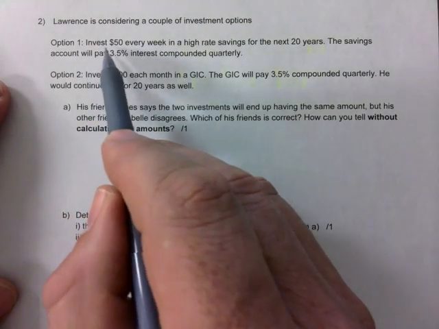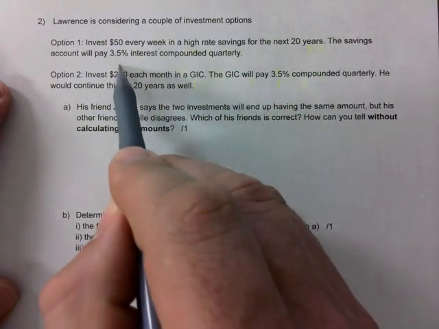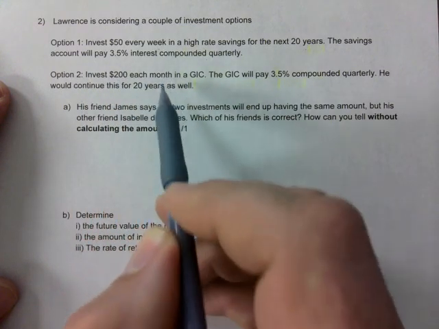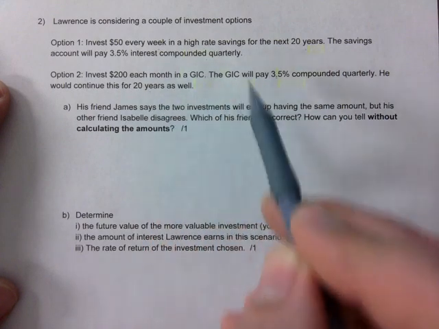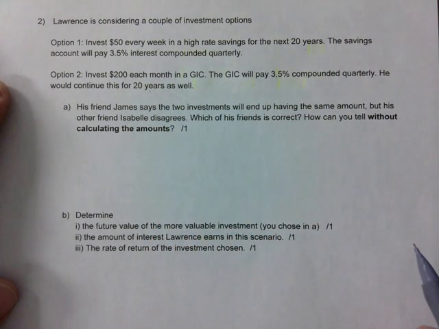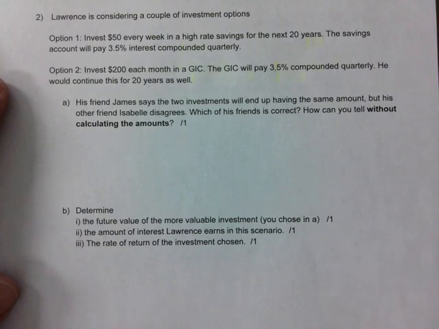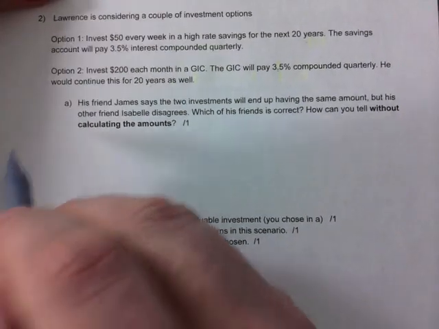Option 1, investing $50 per week, 20 years, 3.5% compounded quarterly, or option 2, $200 each month, same interest rate, same compounding periods, same time frame. So everything is the same. Which one would you say would be higher? When you get a question like this, think about it. You can go ahead and calculate that yourself. You can actually make sure using the TVM solver. I'm going to check to see which one is higher, but you need to be able to explain why that is.